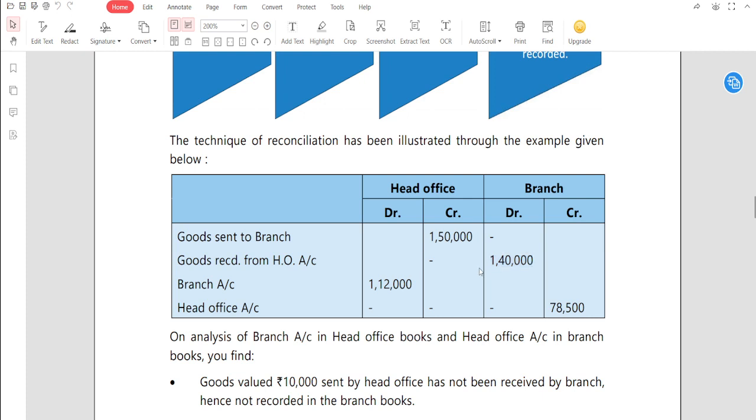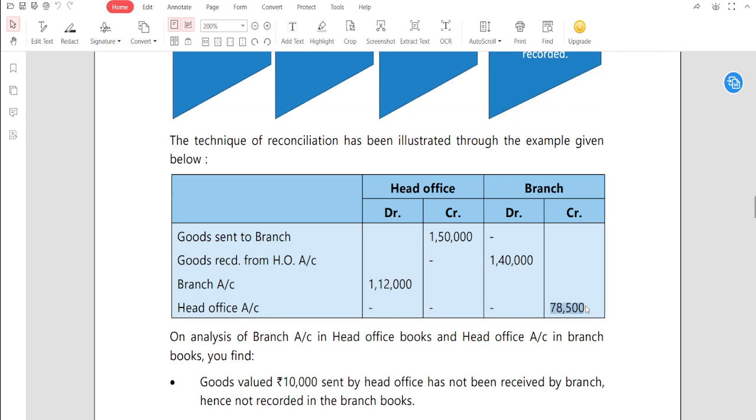Perfect. Next, the branch account's HO balance is shown as 1,12,000, whereas the HO account in the branch books is showing 78,000. It means the branch is going to pay 78,500 to the HO, and in the HO books it is showing that they are going to receive 1,12,000 from the branch. So both accounts are differing. It is mismatching. So now we need to check why this difference has come. This is how you have to reconcile in the exam.